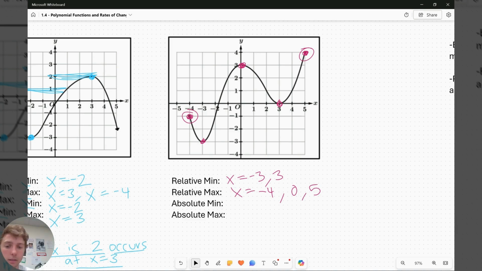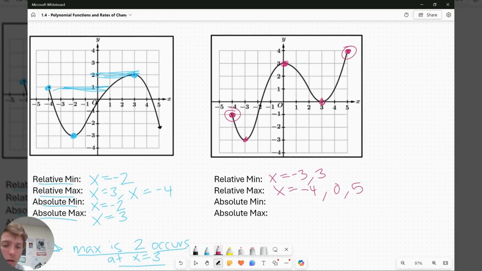So then start to talk about your absolute minimum. Well, the absolute minimum now of our graph, the very bottom of our graph, is at -3. But where does it occur? So the minimum is -3, and it occurs at the x value of -3 as well.